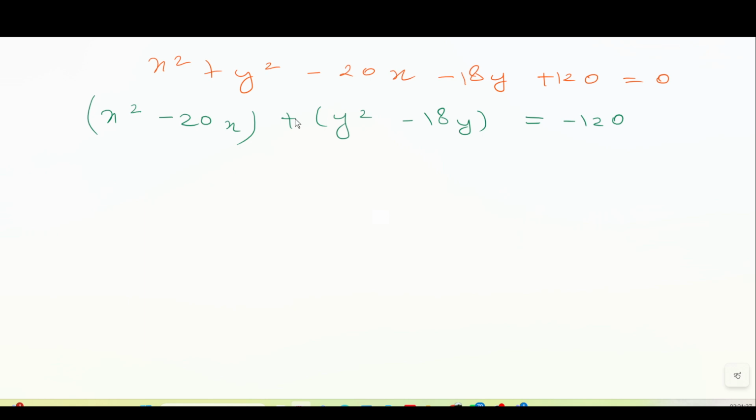Okay, now the negative coefficient of x is negative 20. We divide it by 2 and square it. So that will give us negative 10 squared, which is 100.